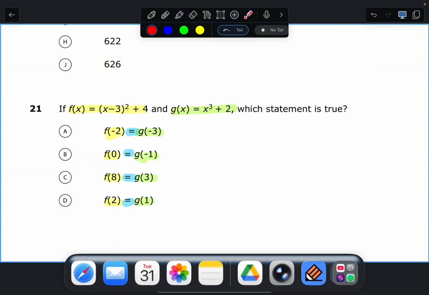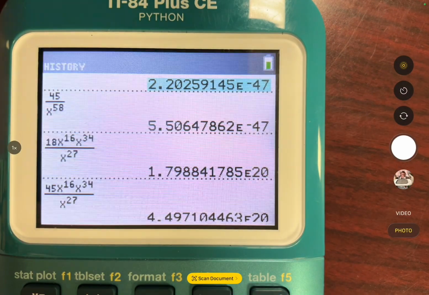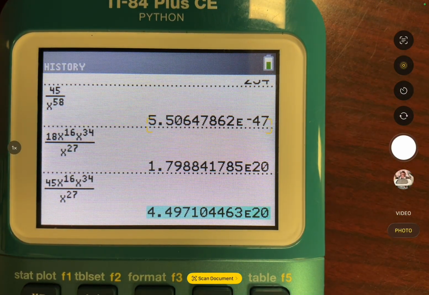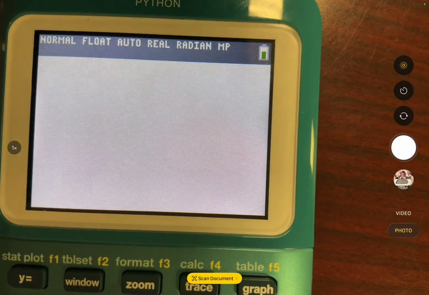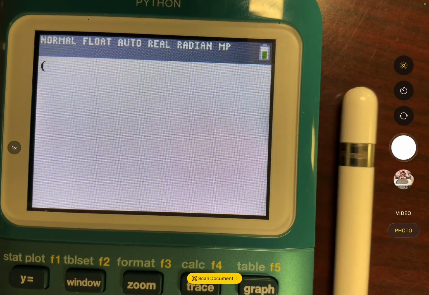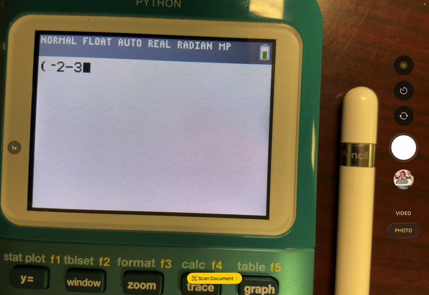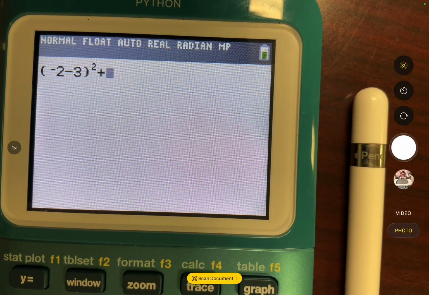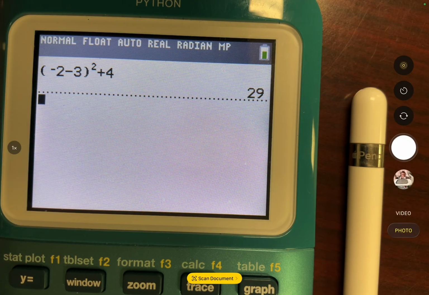Clear that out. Okay. So the first number I'm plugging in is -2. So -2 minus 3 squared plus 4. And somebody's talking over me, so you're probably going to hear that in the video.